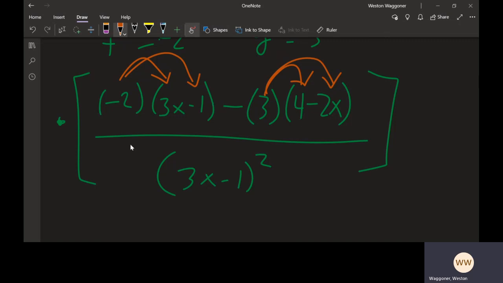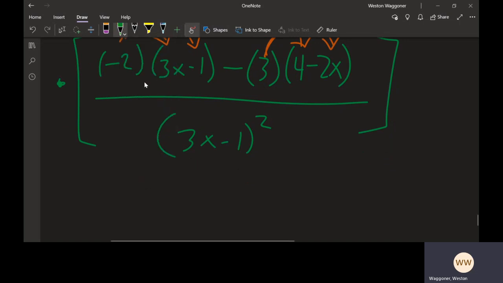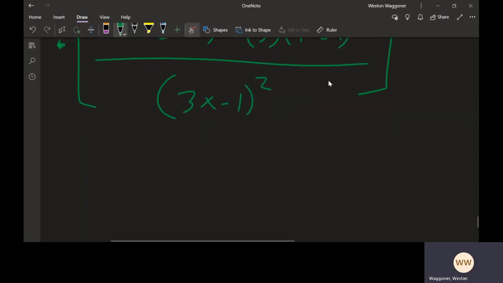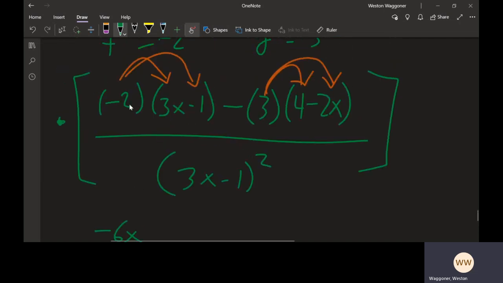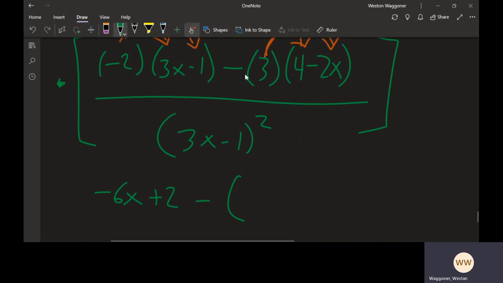For now, I just want to focus on this. I don't want to take too many steps at once. So for here, we're going to get negative 6x, right? Negative times the negative is going to be a positive, so that's going to be plus 2. Now I'm going to have this negative, and I'm going to open it up with parentheses. I'm going to have 3 times 4, which is 12, and then minus 6x.